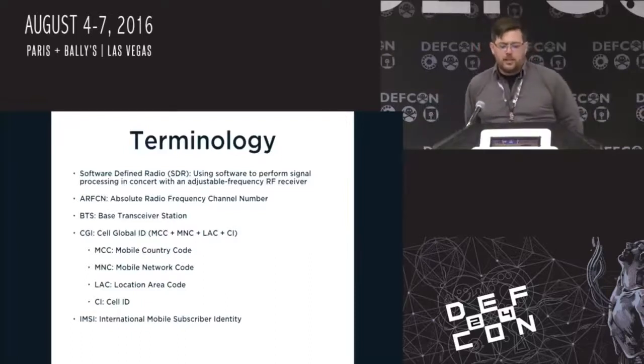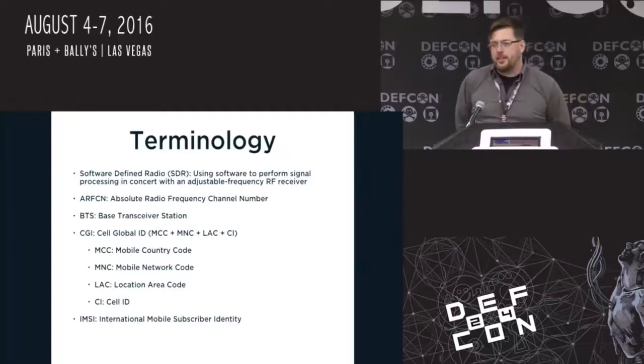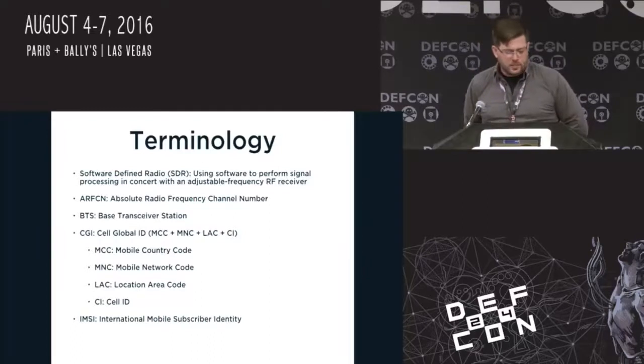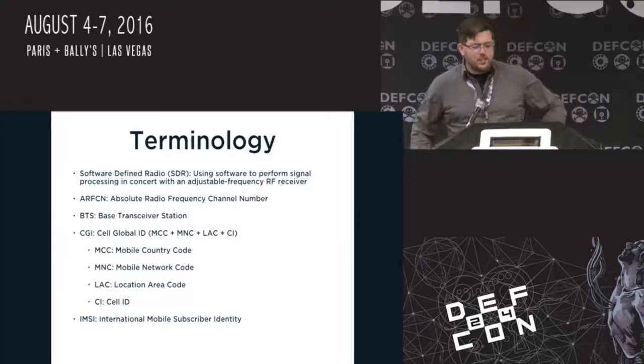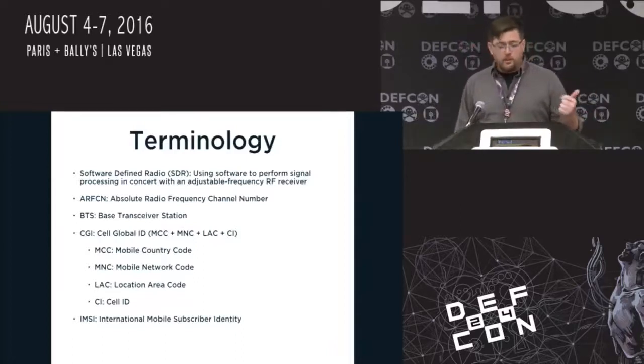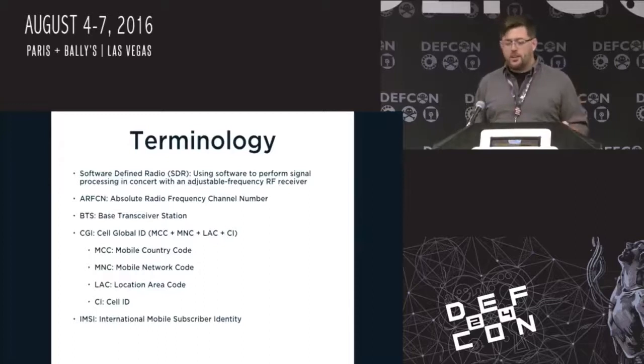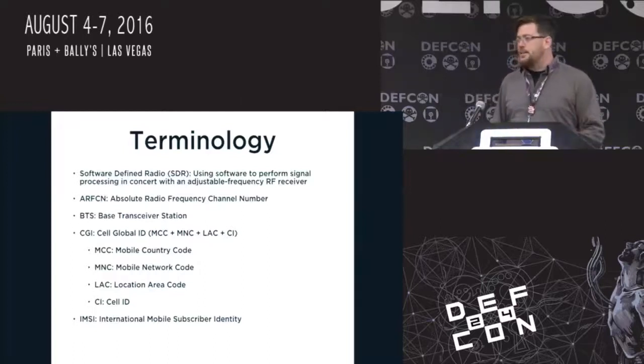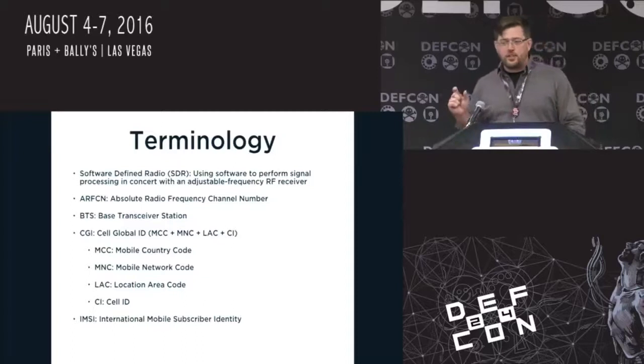ARFCN, absolute radio frequency channel number. I may just refer to that as channel number from here on out, given that this isn't an in-depth GSM talk, just because it's easier to wrap your head around. Think of this almost like a television channel. CGI, cell global ID, is a globally unique identifier for the BTS. That's comprised of a mobile country code, a mobile network code, a location area code, and a cell ID. All that comes from the BTS. And like I said earlier, the IMSI is what's burned into your SIM, and that's what identifies you as an individual.